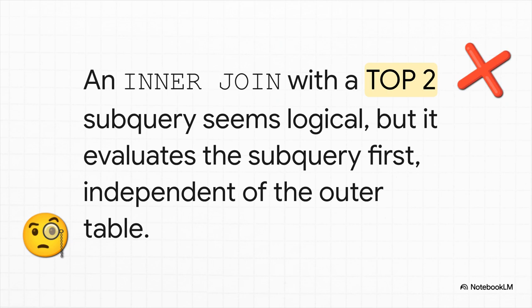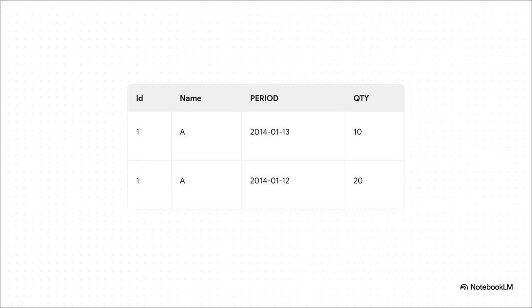The most logical first attempt, right? You'd inner join your customer's table to a subquery, and inside that subquery, you just ask for the top 2 orders. On the surface, this feels like it should work perfectly. But there's a huge critical flaw in how SQL actually processes this. And, yep, look at that result. It's completely wrong. What happened? Well, the inner join evaluated that subquery independently. It just went out, grabbed the top 2 orders from the entire table, which both happened to belong to customer A. And customer B, well, they're just gone. This is not what we wanted at all.